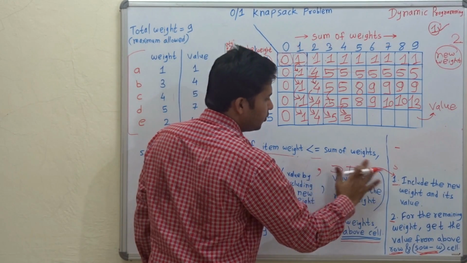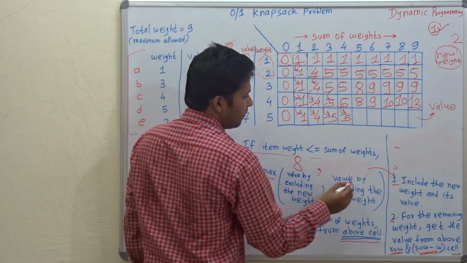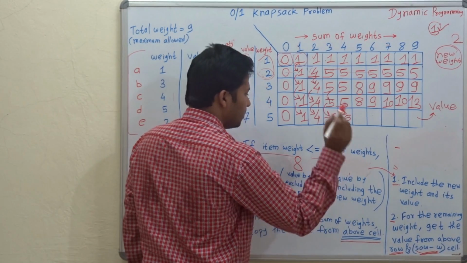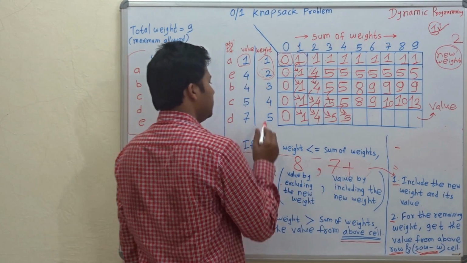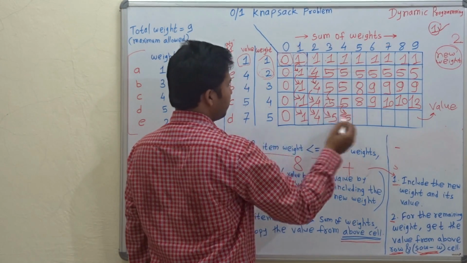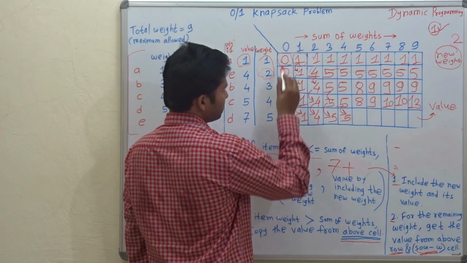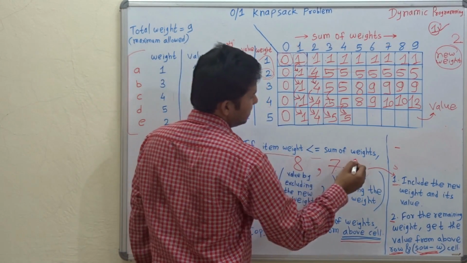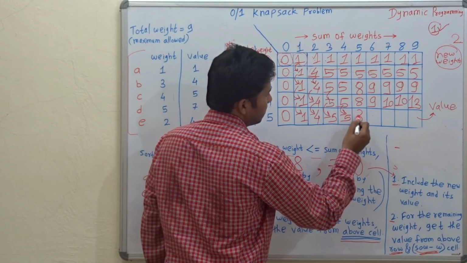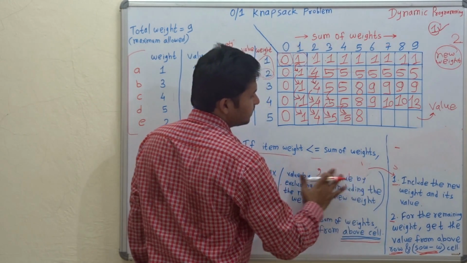So the value by excluding the new weight is the value from the above cell, that is 8. Value by including, these are the two steps. First include the value and its value is 7. So include the new weight and its value is 7. What is the remaining weight? 5 minus 5 is 0. So in the above row go to the 0th cell. So that is 0. 7 plus 0 is 7. Max of 8 and 7 is 8. Answer is 8. Now for the next cell.